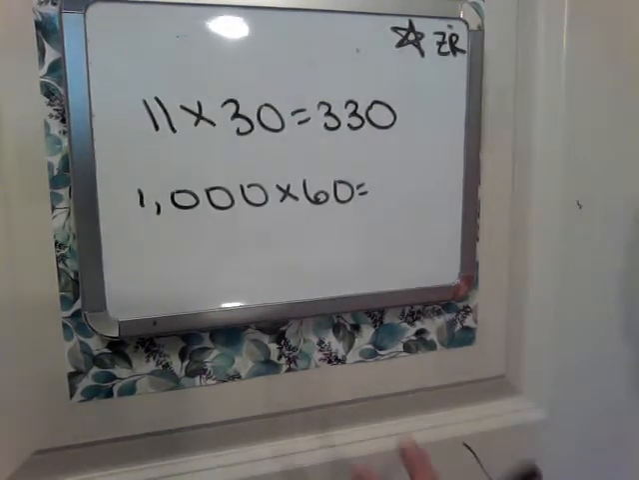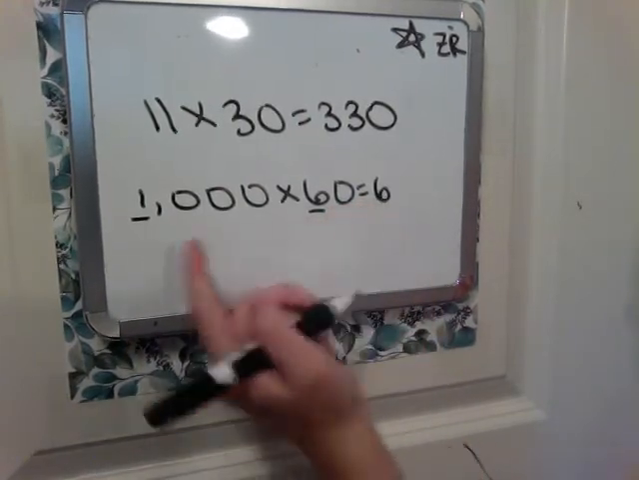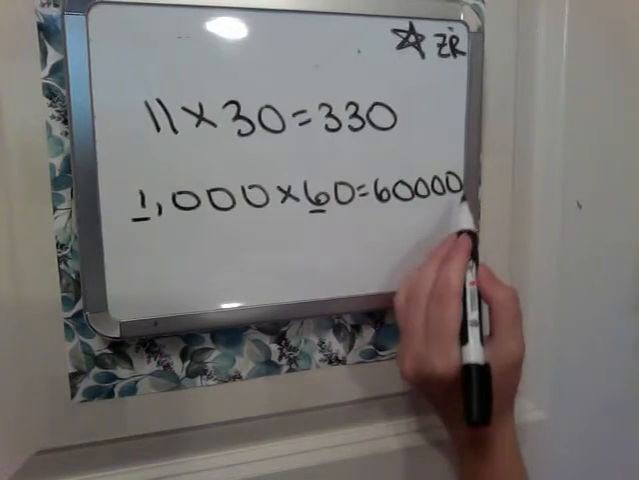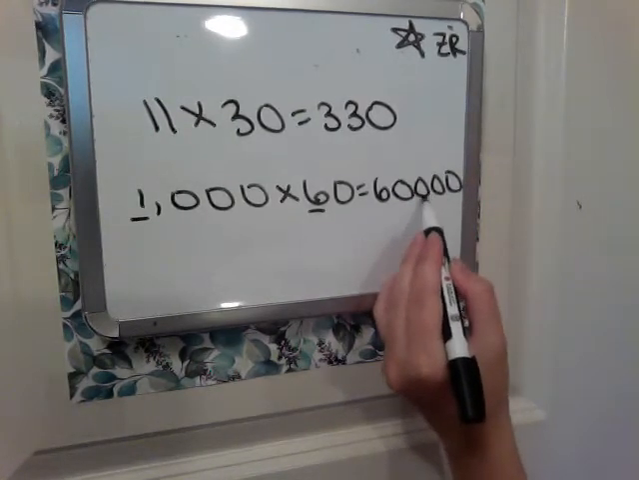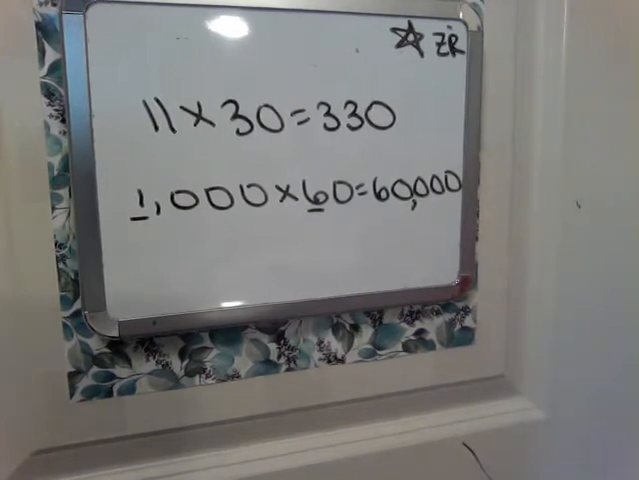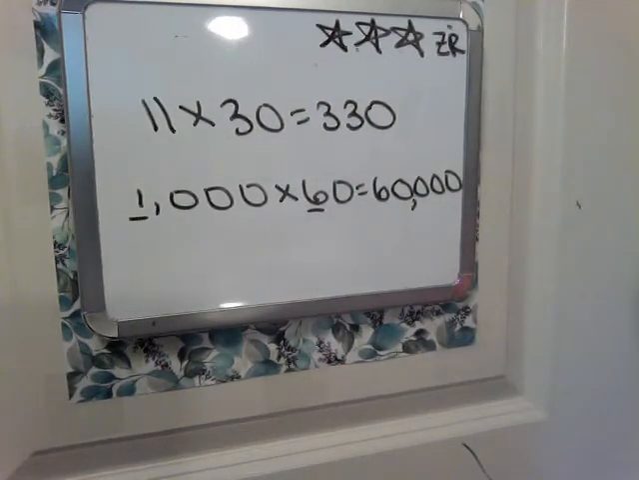1,000 times 60. So take off all the zeros. 1 times 6 is 6. 1, 2, 3, 4 zeros. Ones, tens, hundreds, comma. So 11 times 30 is 330, and 1,000 times 60 is 60,000. Go ahead and give yourself a star for each of those problems.